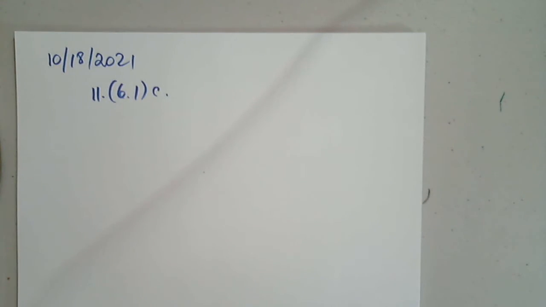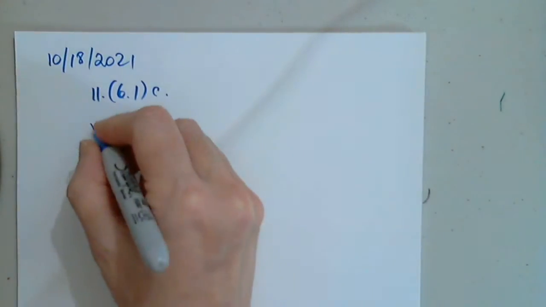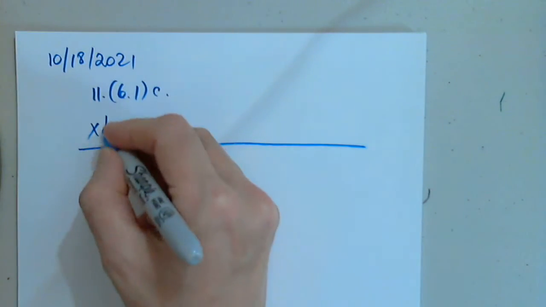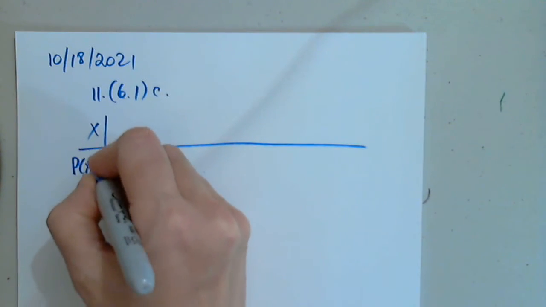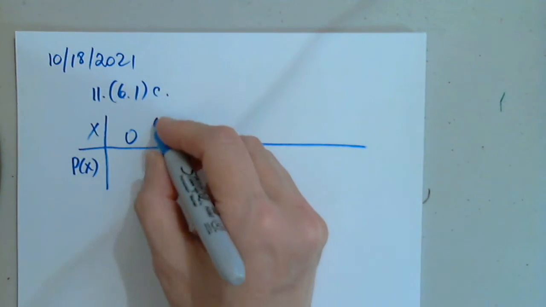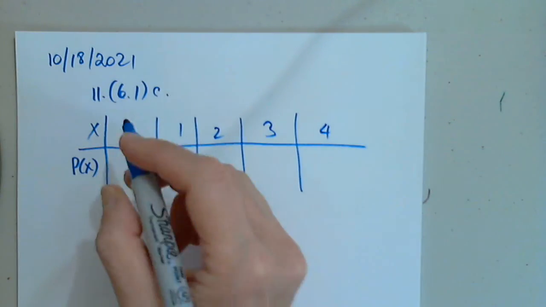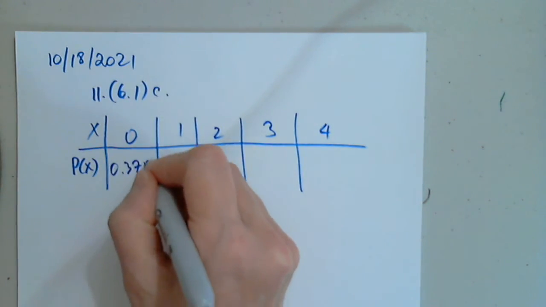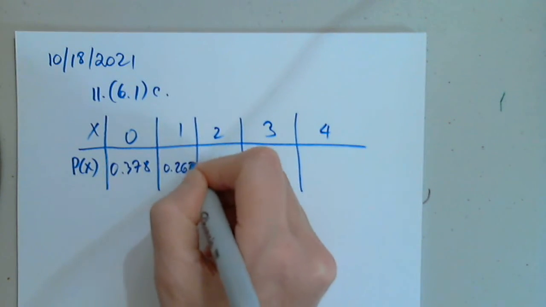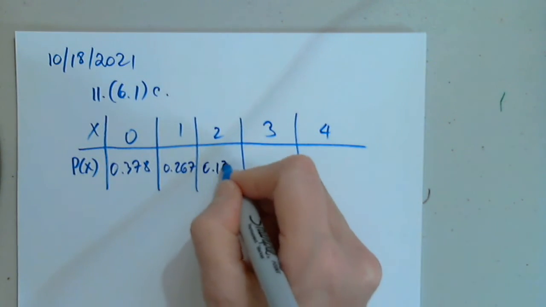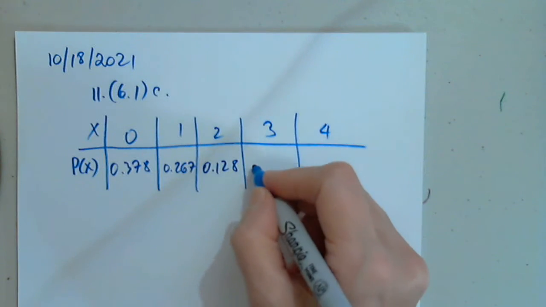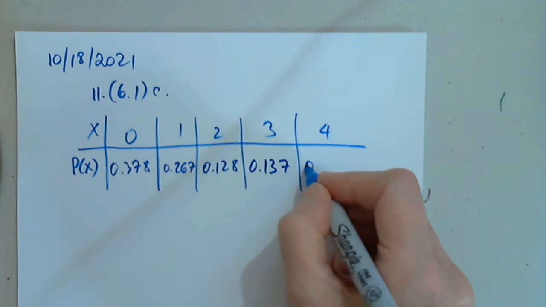Wow, okay, good. This is a discrete probability distribution. So I'm assuming you added up all these probabilities. So let me copy the table and P of X. And so this is 0, 1, 2, 3, and 4. And I got 0.378, 0.267, 0.128, 0.137, and 0.090.